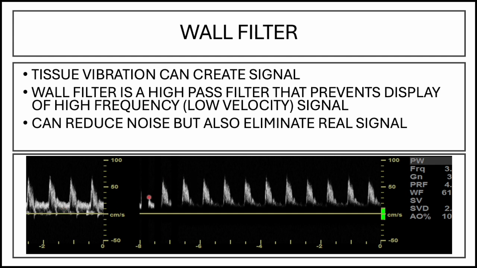So here's an example where we ended up increasing the wall filter, and you can see that this kind of low flow state, this low flow noise, is being eliminated, and as you're eliminating it, it's starting to get rid of signal that you actually want to be able to see. And so there's a sweet spot in which you increase your wall filter to the point that you're not getting that artifactual noise, but then you're also not eliminating true flow.